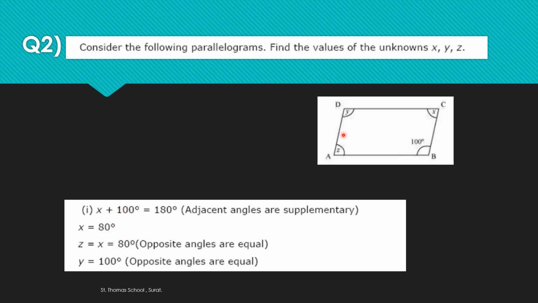It's clear? Now, z and x both are opposite angles. So in a parallelogram, opposite angles are equal. So x is equal to 80. So z also 80 degree. Clear? And y and this angle B and angle D are opposite angles. So angle y is equal to 100 because they are opposite angles. Clear? You have to learn by heart all the properties, all the definition. Then only we can solve the sums very easily and it will be clear for you.